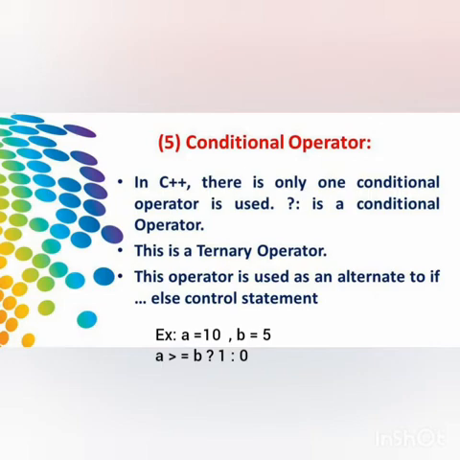So, A value is 10 and B value is 5. So, 10 is greater than 5. Here, the condition is true. So, what is the output we will get? 1. Okay, so the condition is checked before the question mark. If the condition is true, the first expression will be executed. Otherwise, the second expression will be executed. Do you understand the concept of conditional operator?